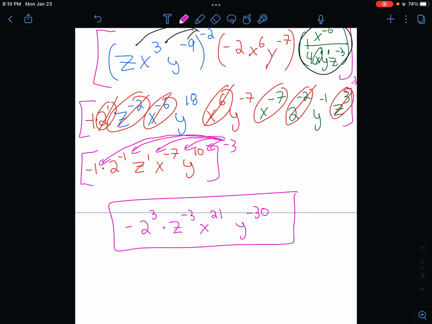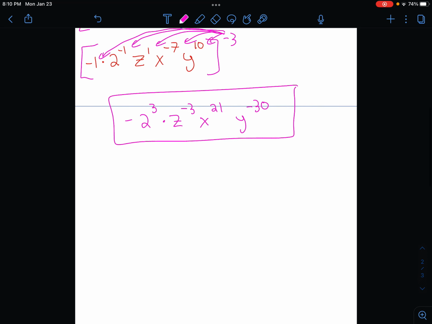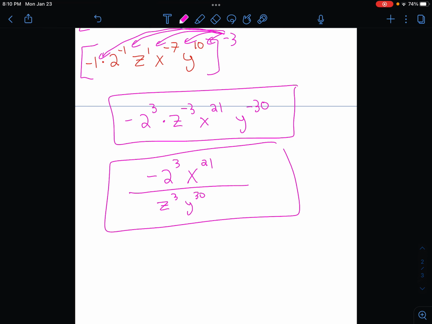If I wanted to write this differently, perhaps with all positive exponents, I could turn it into negative 2 cubed, x to the 21 over z cubed, y to the 30th. So that's another way we might choose to express that. Or we could even pull that negative sign all the way out in front to show this entire thing is negative.